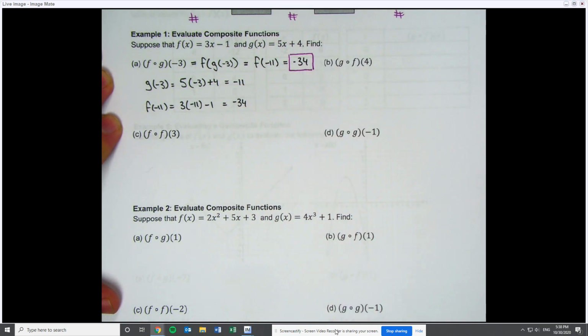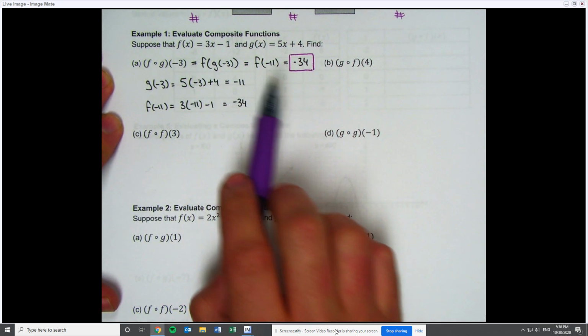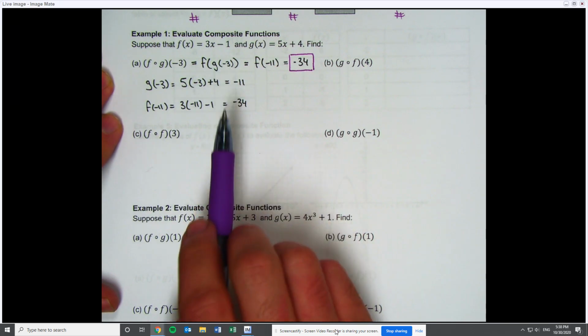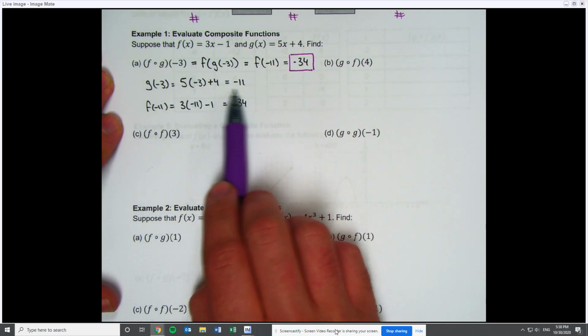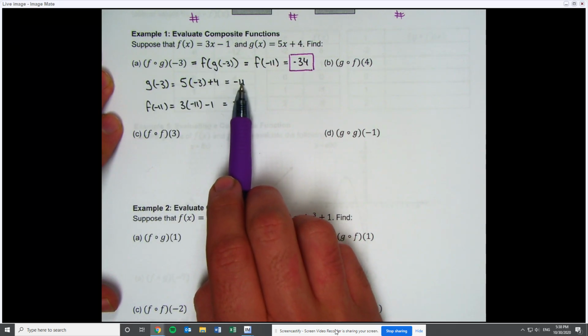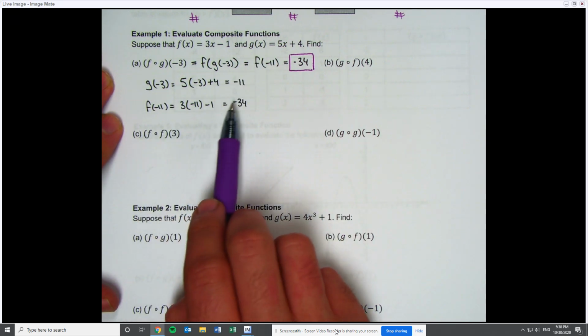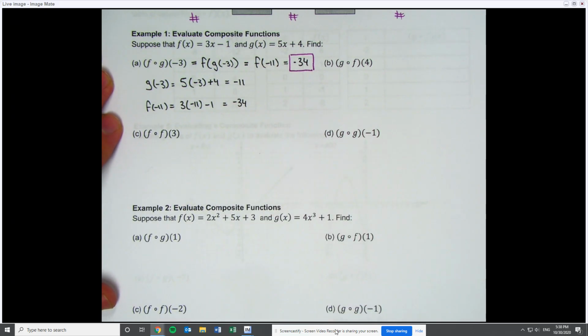So talking through how we did this again, rewrite it in the user-friendly notation. The one you evaluate first is the function that's closest to your number. So g of negative 3, I evaluated it, got a number value out. Then I take that number value and I put it into my outside function, f. Evaluate again, and our final number is what we get. And that's it. Nothing else to do.